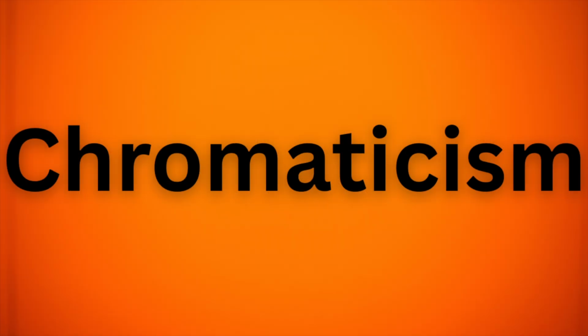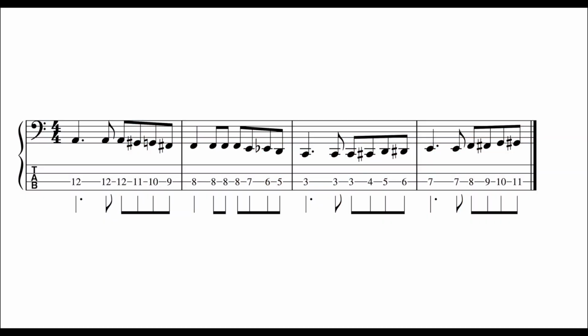We can expand on that previous idea of a chromatic passing note to give us yet another tool for writing bass notes, that being chromaticism. Rather than just a very brief flash of a single chromatic note, we can use multiple chromatic notes and for a longer duration. And for an example of this, we're going to look at yet another Muse bass line, this time from the song Thought Contagion.